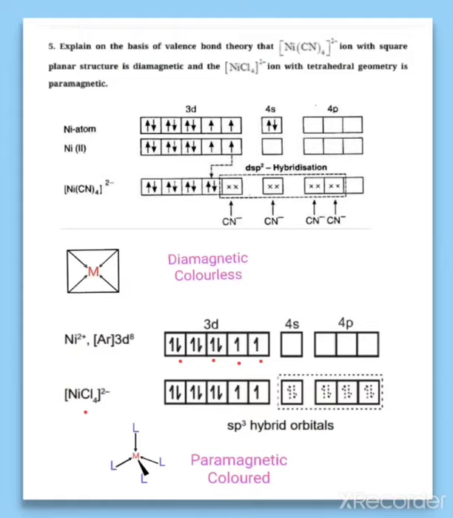So weak field ligand does not cause pairing. So these require 4 empty orbitals. So those 4 empty orbitals, that is one 4s and three 4p orbitals, are involved in the hybridization. That means the orbitals undergoing intermixing are one s orbital and three p orbitals, that is 1s and 3p. Therefore the hybridization is sp3.